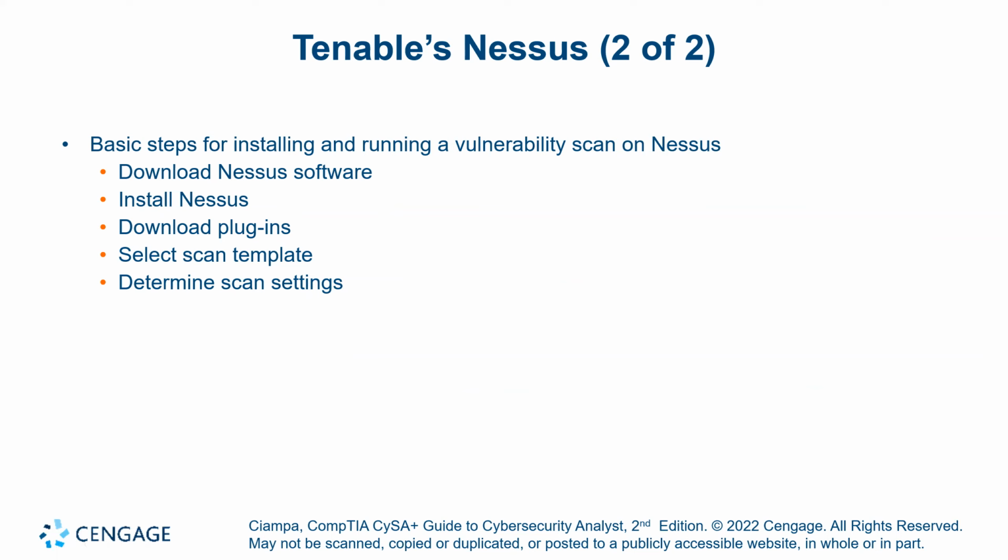Basic steps for installing and running a vulnerability scan on Nessus. So you download it, install it. There's a bunch of different plugins depending on what you're doing that you can install and run. There are scan templates. So a lot of times you'll go out and look at your templates and go, okay, this is the type of one I want. And then you can customize those templates. And then you determine what type of scan settings you want.